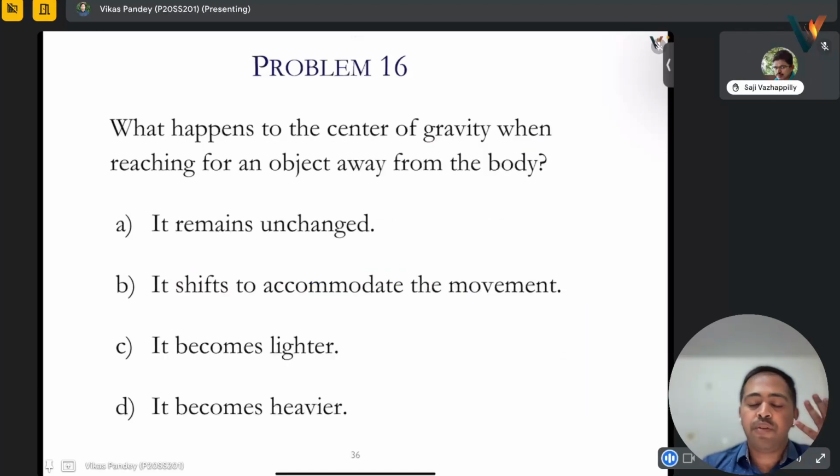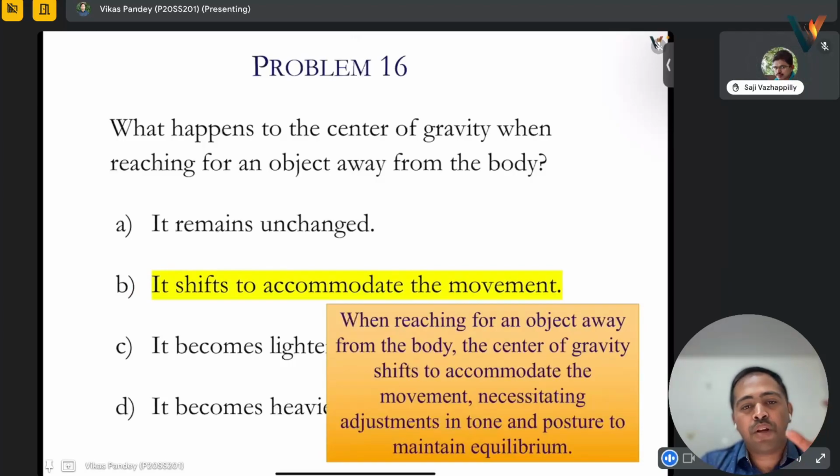What happens to the center of gravity when reaching for an object away from the body? We are talking about the center of gravity of our body. It remains unchanged, it shifts to accommodate the movement, it becomes lighter, or it becomes heavier. As per our understanding of physics, it must be that it shifts to accommodate the movement. Becoming lighter or heavier has no relationship with the center of gravity, right? So when reaching for an object, the center of gravity shifts to accommodate the motion. That's why I said the tone and posture of the body are also changed, so that the body remains in equilibrium and we don't fall.